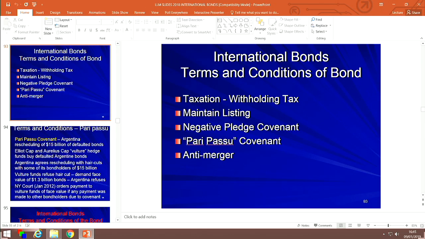There's the usual pari passu covenant, which you also saw in syndicated loans, i.e. the obligation not to grant any kind of preference to other unsecured creditors in relation to investors in the bonds, because they are always going to be unsecured investors.